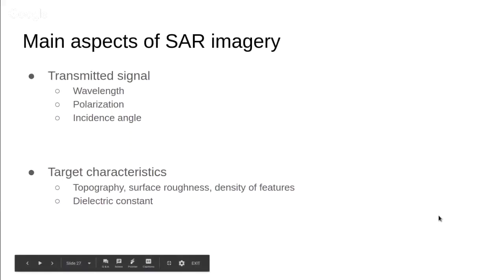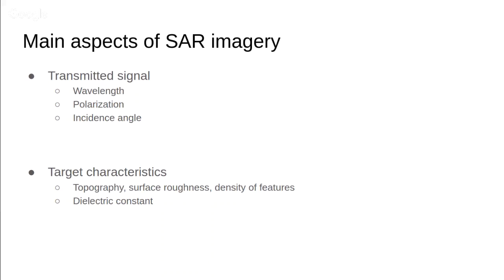Now, getting into a little more detail, Dhritiraj, can you go to the next slide, which is called main aspects of SAR imagery? In this, I wanted to highlight a couple of main aspects that determine how the sensed imagery turns out. The two main aspects are transmitted signal and the target characteristics. For the transmitted signal, there is the wavelength, polarization and the incidence angle, and for target characteristics, there are topography and roughness of the surface and the dielectric constant of the target. We'll get into a little bit of detail with each of them.